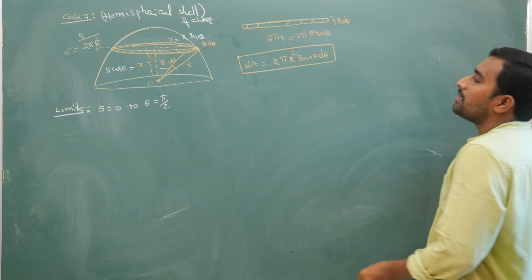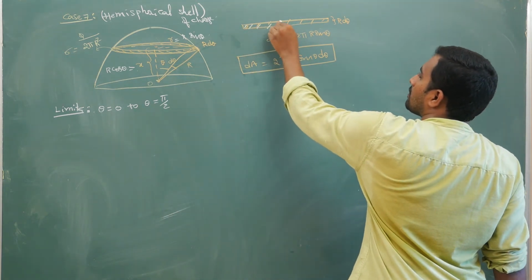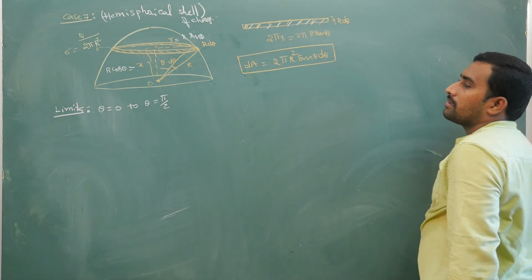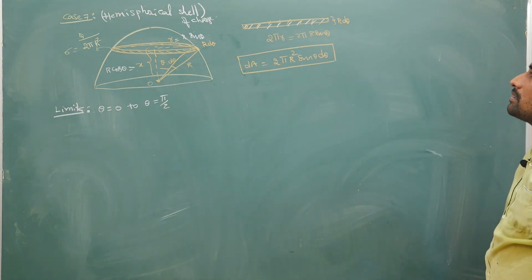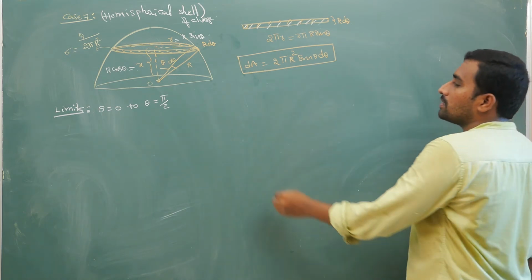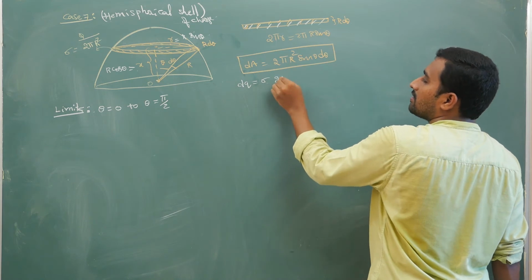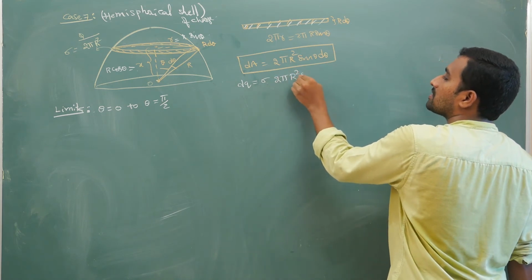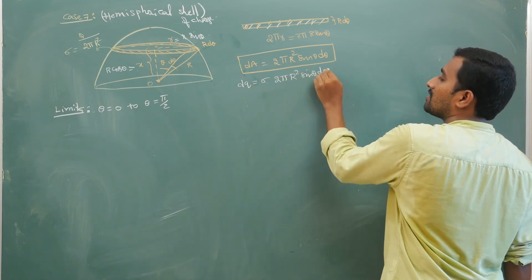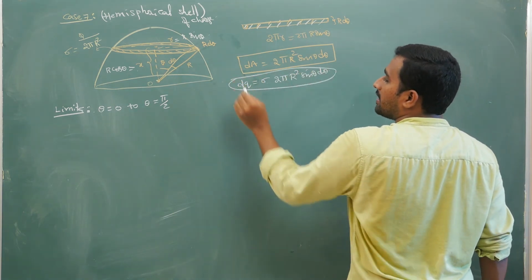So here you have the small area. That small area is in the shape of a rectangle, so it is length into breadth. Now once you get this, your small charge dq is sigma times dA, so that is equal to sigma times 2 pi R square sin theta d theta. This is your small charge dq.